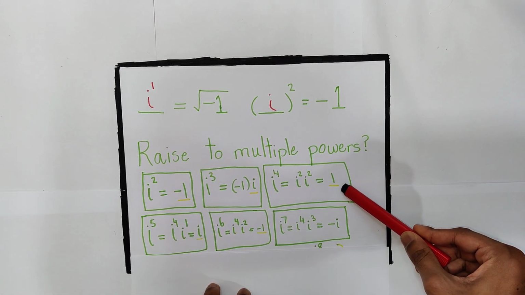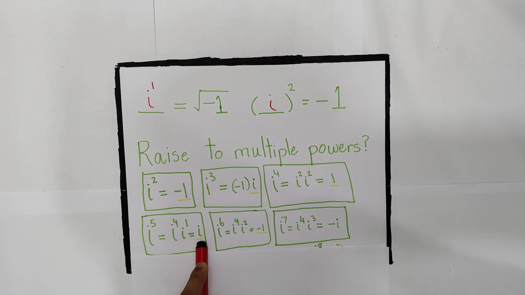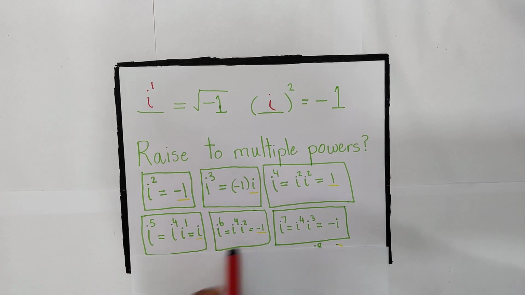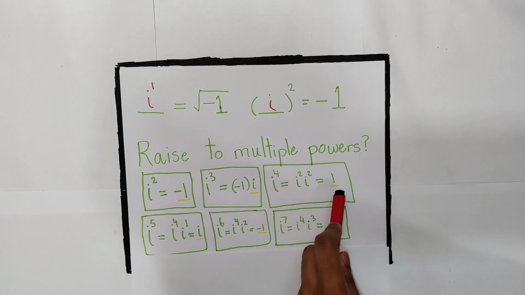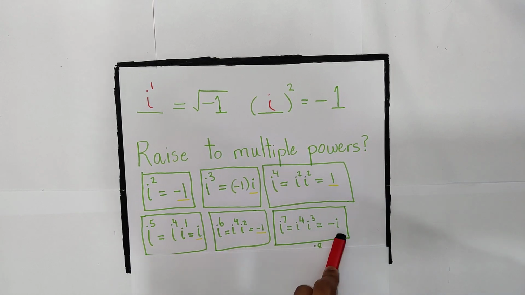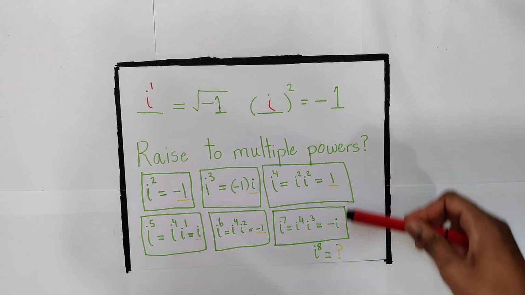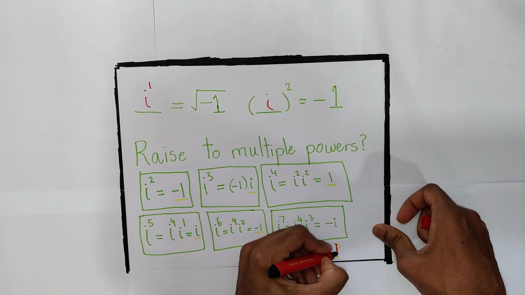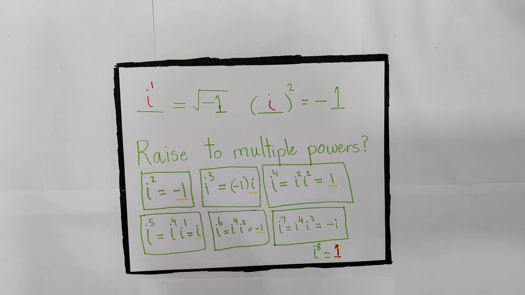And if we look at the next set of numbers, i to the 5 is i to the 4 by i to the 1, which is i, and the pattern continues. It seems like we're going from i to minus 1 to minus i to 1, i, minus 1, minus i, and then i to the 8, which is i to the 4 all squared, again, is 1. So what's really going on here?